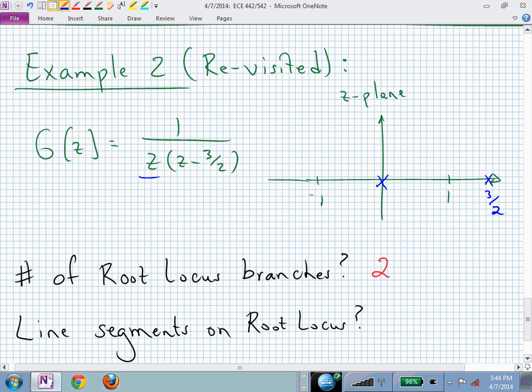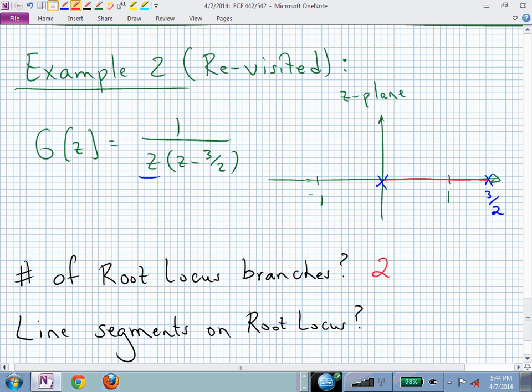Now, what about this line segment between the origin and 3 halves? First, if I was standing at z equal 1, how many poles and zeros are to my right? 1. Is 1 even or odd? This gets really hard, doesn't it? That's odd. So that says, if we use rule number 2, that this segment better be on the root locus.